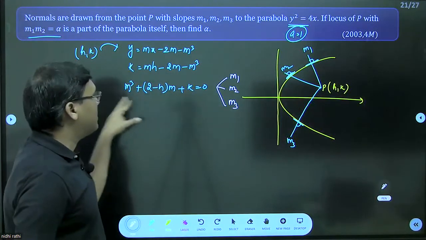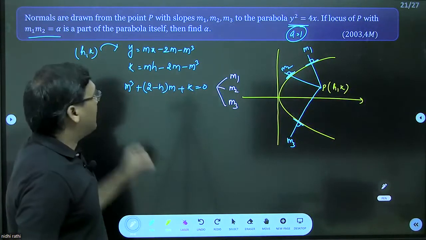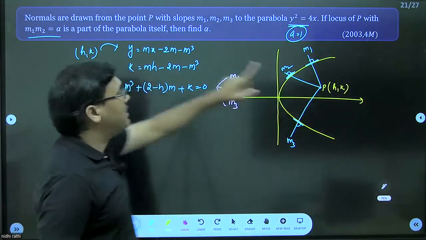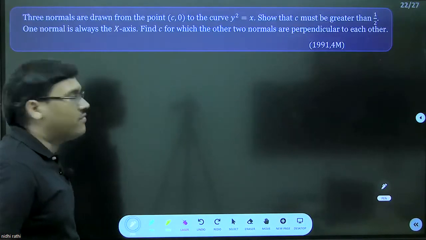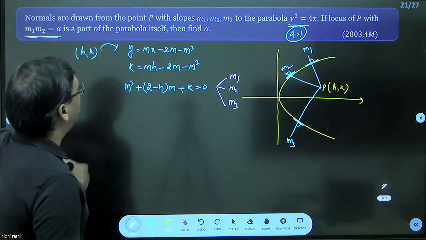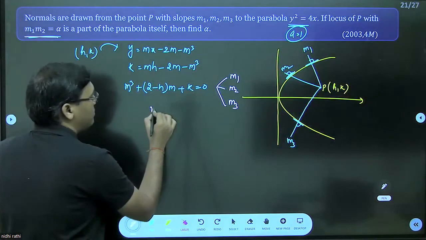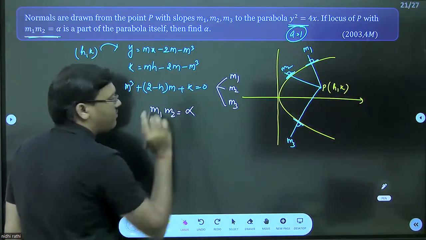That means what will be the roots of this cubic equation? m1, m2, m3. Now the condition under which this point P is moving is that m1 m2 should be equal to alpha, some constant alpha. So okay, it is given that the product m1 m2 should be equal to alpha.